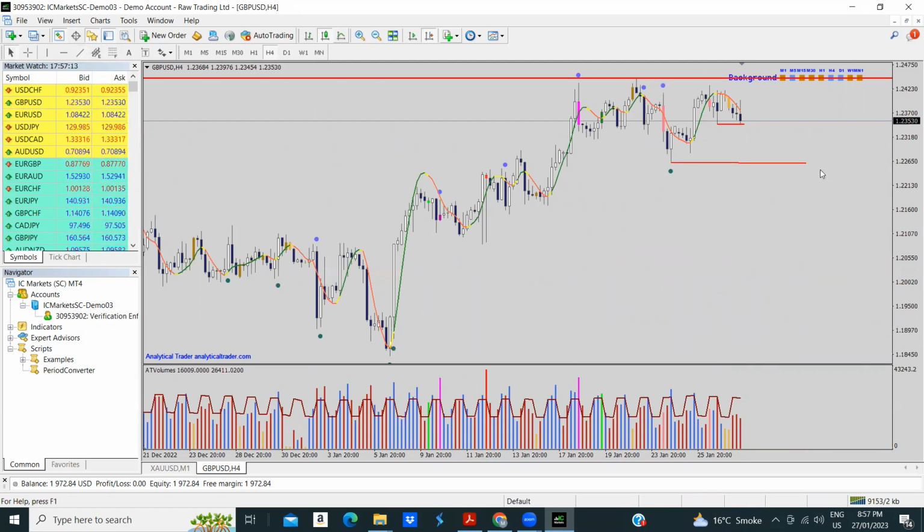Got it? The major bias would change from here according to this. You mean the closest circle would be the bullish one, is it? This one, yes, it would be bullish because it is aligned with this H4. Got it? Okay. What was the other one that we saw?